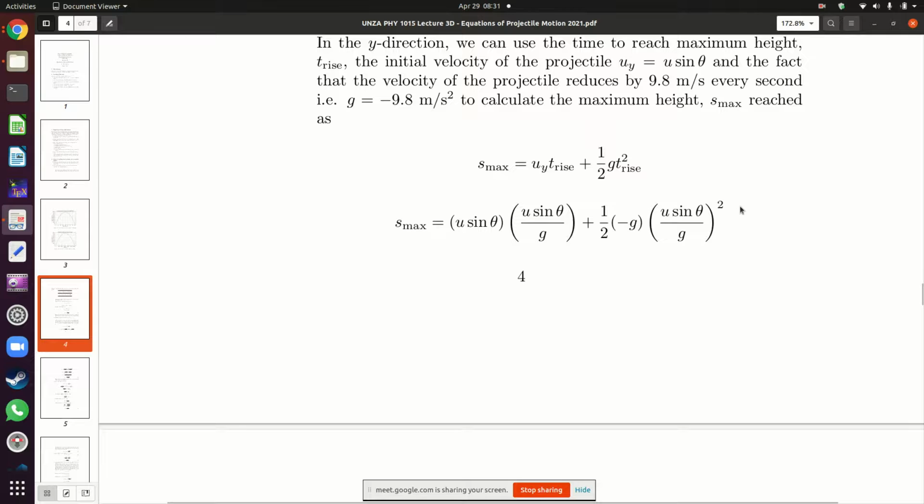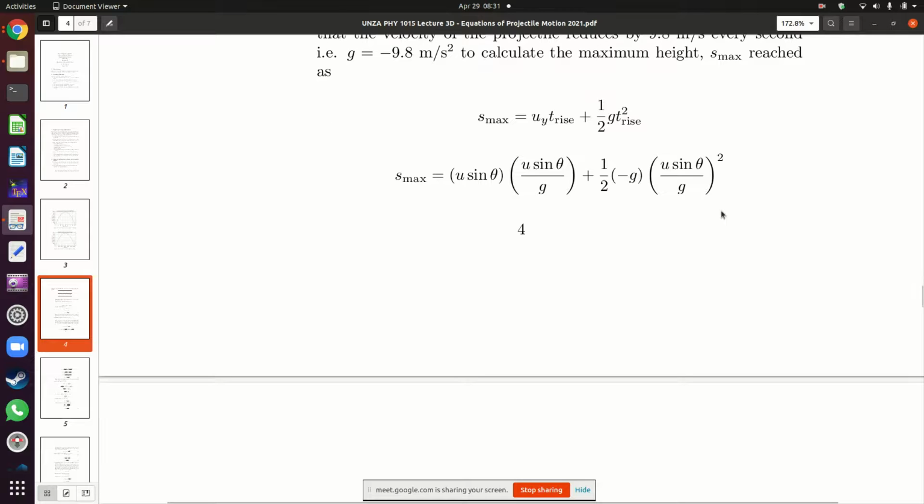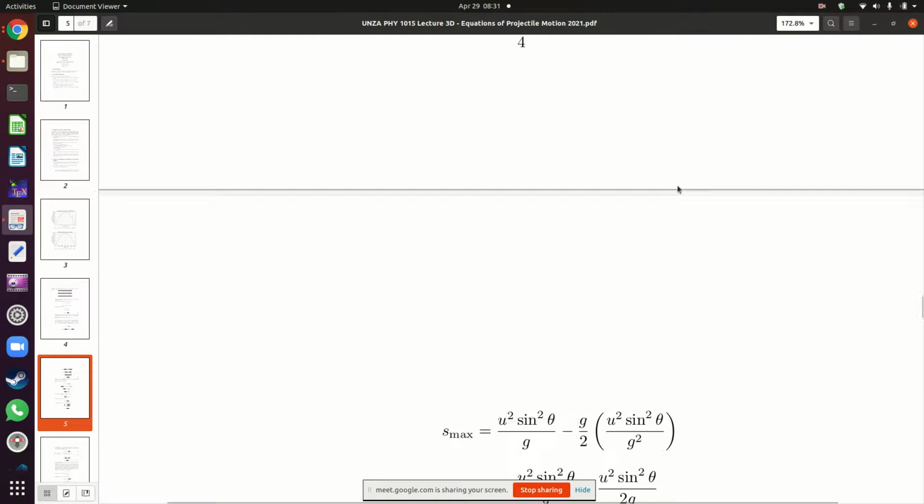Okay, so when the rise time is squared like that, now you expand this thing. So you have u multiplied by u here, so you end up with u squared here, with sine theta multiplied by sine theta here, you end up with sine theta squared, then divide by g. Then this side also, there is this plus and this negative that will give you a minus, then this thing here is going to be expanded, so you end up having u squared sine theta squared divided by g squared like that.